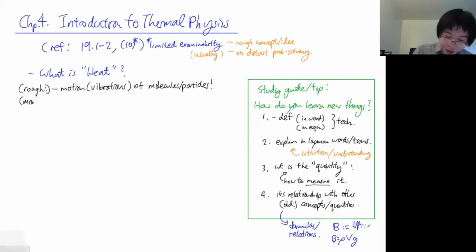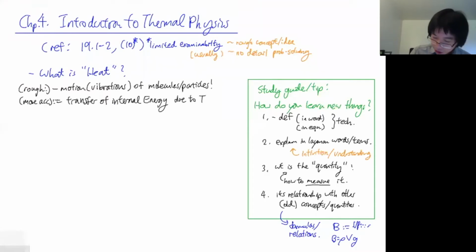And a more accurate version is this. It is the transfer of internal energy due to a difference in temperature. Let's split this up into 2 parts. Transfer of internal energy is what I think is the important statement, and due to temperature difference is the fine print. Why do we need the fine print?